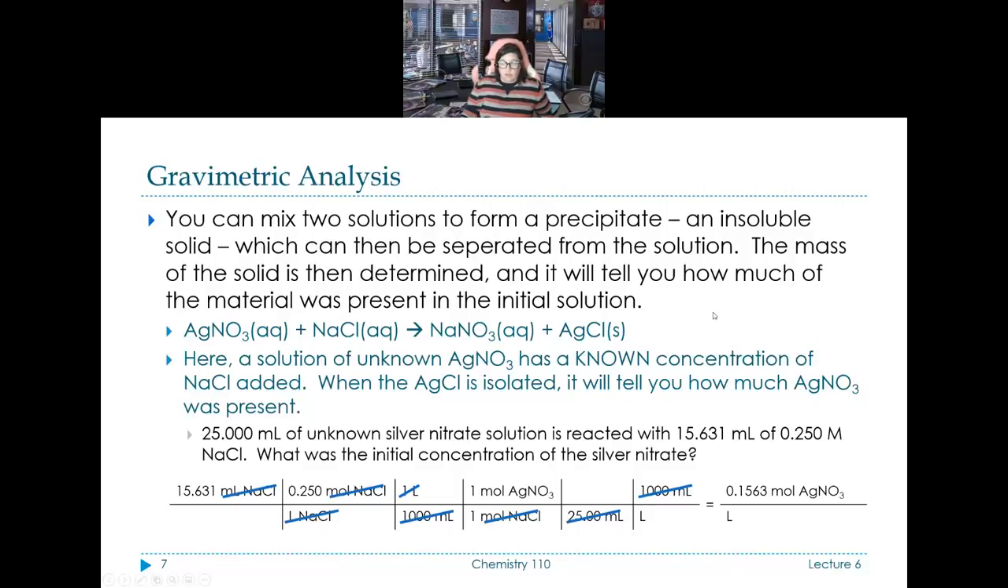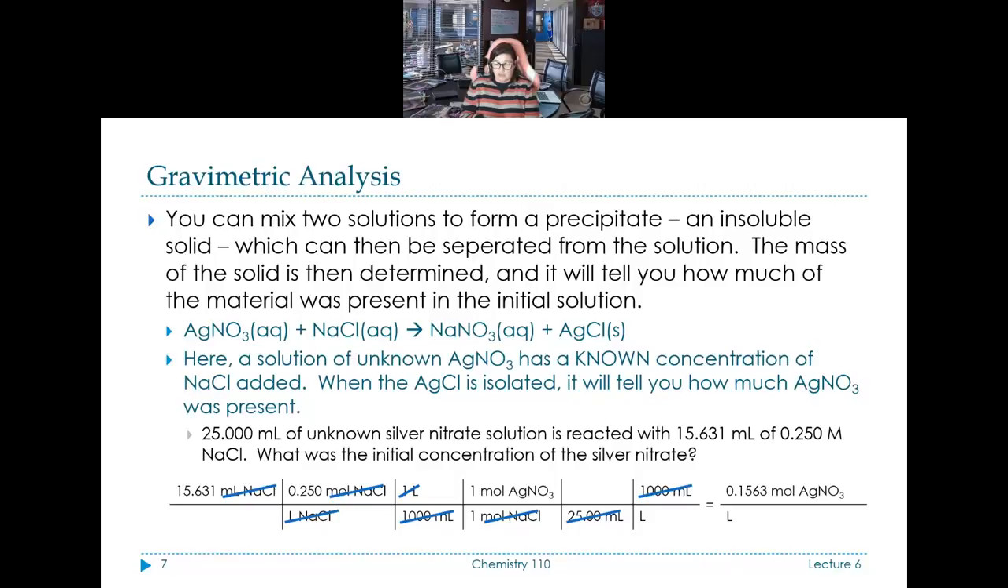If I take a solution of AgNO3 and I react it with NaCl, I get NaNO3 and AgCl solid. So if I have a solution of an unknown AgNO3, so I don't know what that concentration is, and a known concentration of NaCl, when the AgCl is isolated, it will tell you how much AgNO3 was present. Let's see how that works. 25.000 milliliters of unknown silver nitrate solution is reacted with 15.631 milliliters of a 0.250 molar NaCl. What is the initial concentration of the silver nitrate?